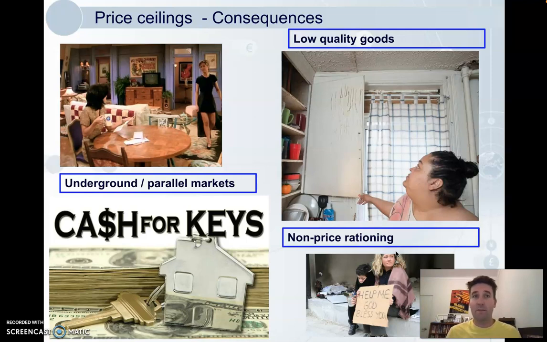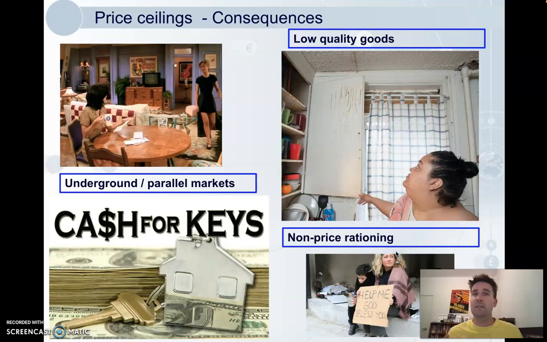Non-price rationing often takes the forms of long queues or waiting lists, which aren't ideal. But a more insidious version is favoritism. If everyone is only allowed to offer the same price for the apartment, it makes sense that people would just give them to friends and family in the first instance.